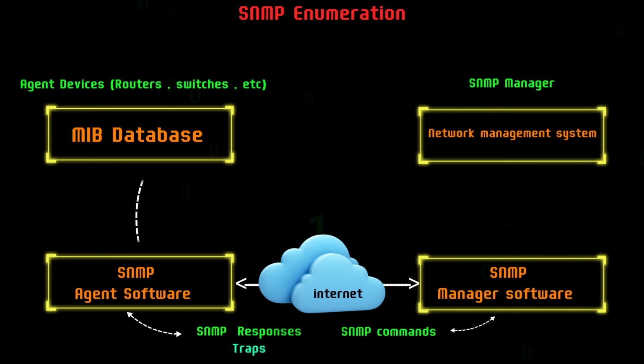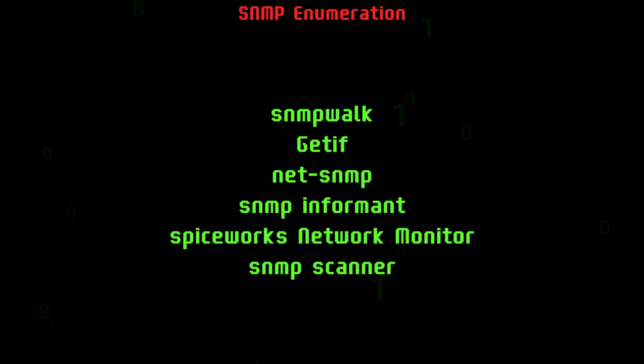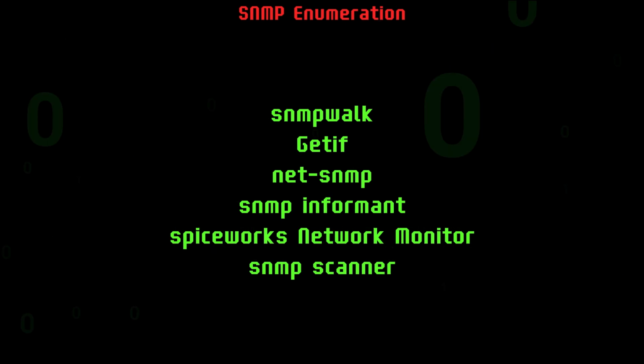There is a manager involved in the process, and the manager will query the agent for various details. There are different tools you can use for it. SNMP enumeration. Before starting the enumeration, we need first to discover whether the SNMP port is open. To check whether the port is open, we can use the Nmap port scan.